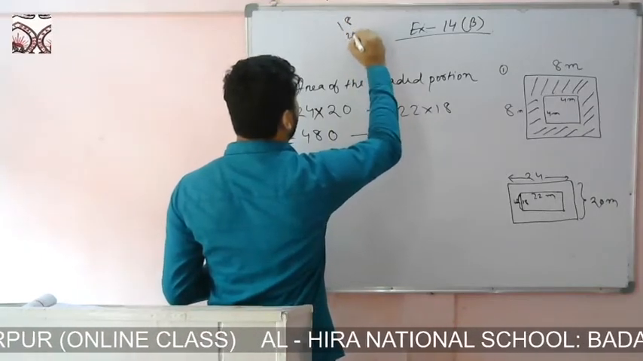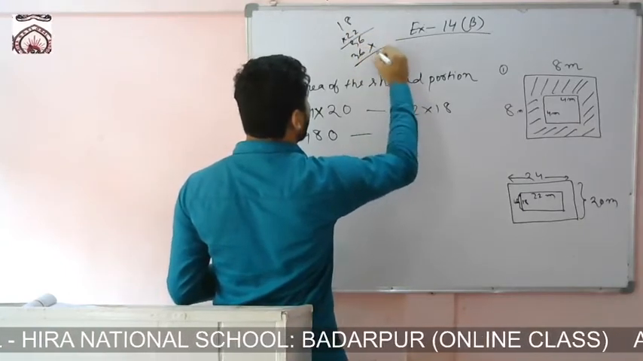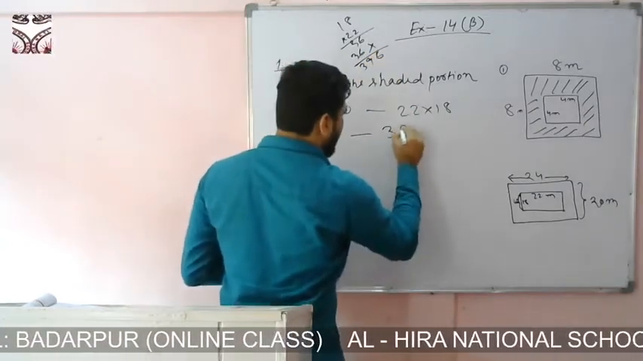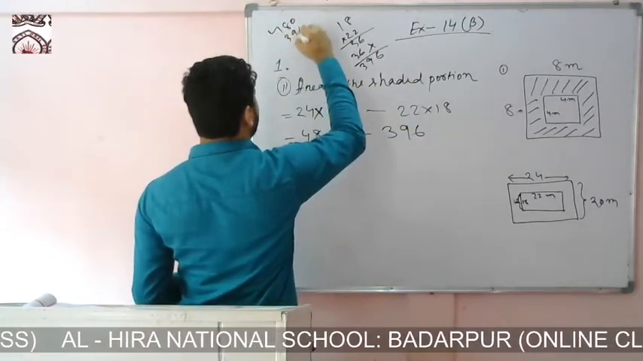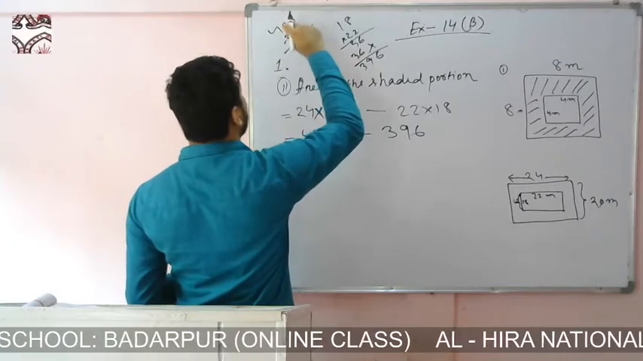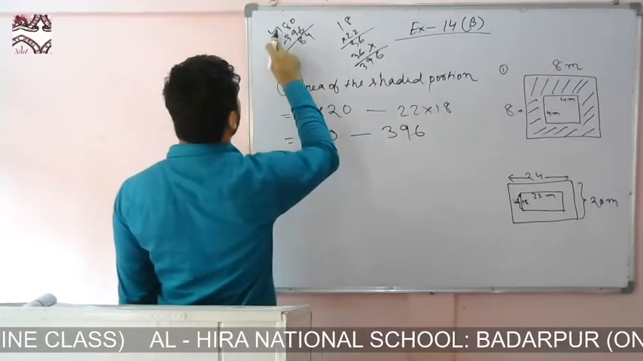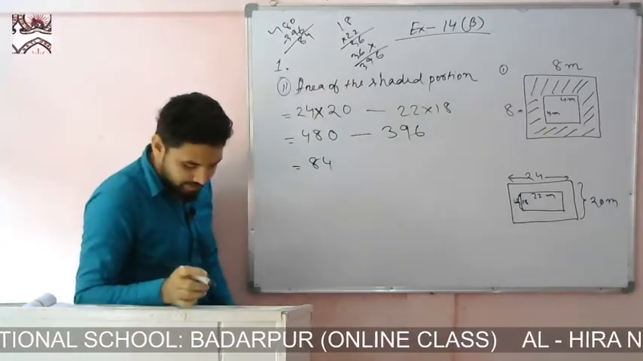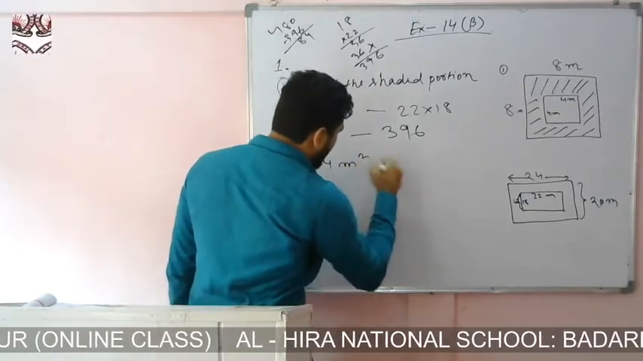Then 18 times 22, 36, again 36, 6, 6 plus 3, 9, 3, 396. Now subtract 480 minus 396. Here 10 minus 6, 4, here remain 7. If I take 17, 17 minus 9, 8. Here remain 3, 3 minus 3, 0. So 84. Is it centimeter or meter? Here it is given meter, so write meter square. So that is the answer.